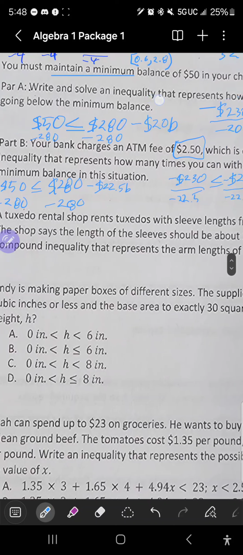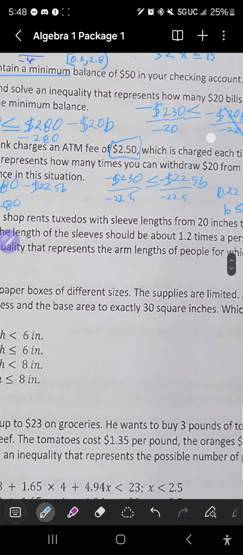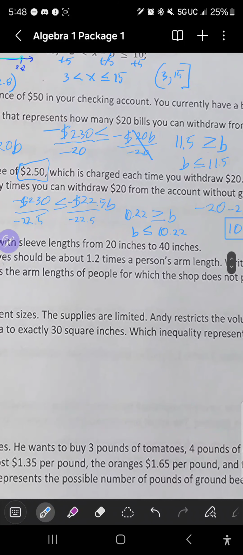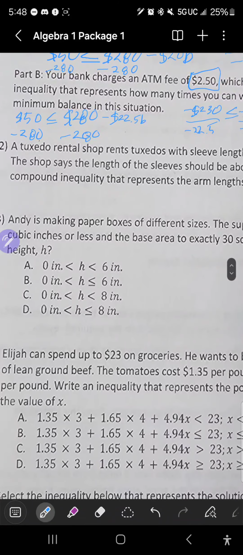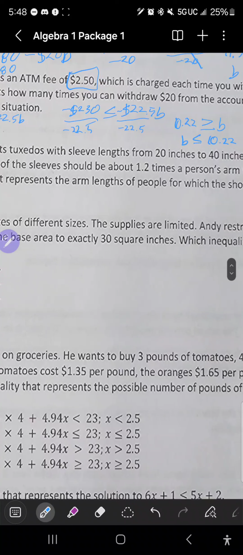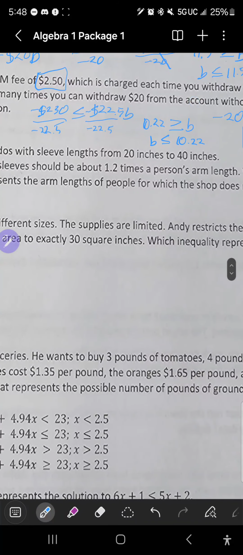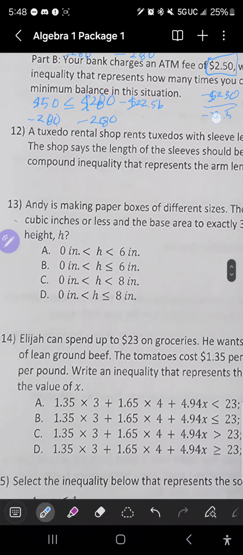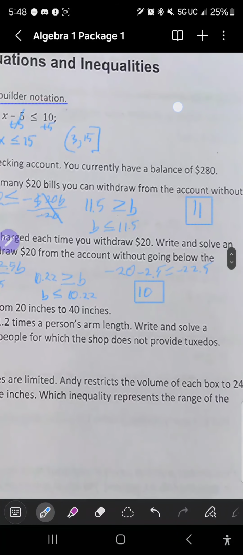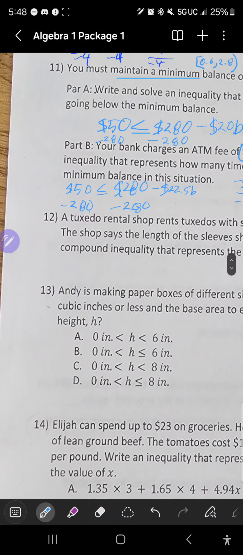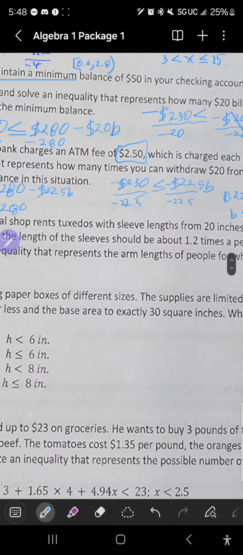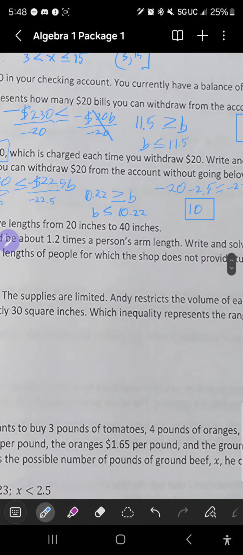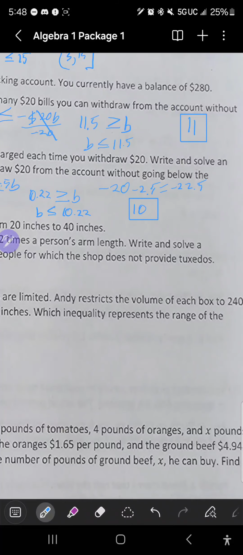Now, 12. A tuxedo rental shop rents tuxedos with a sleeve length from 20 inches to 40 inches long. The shop says that the length of the sleeves should be about 1.2 times a person's arm length. Write and solve a compound inequality that represents the arm lengths of people for which the shop does not provide tuxedos.